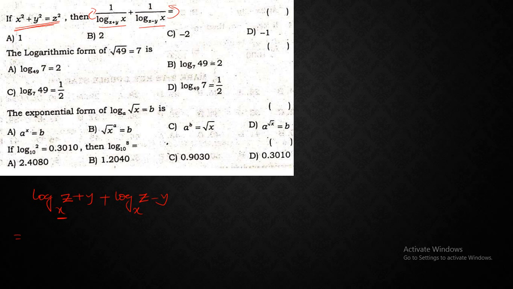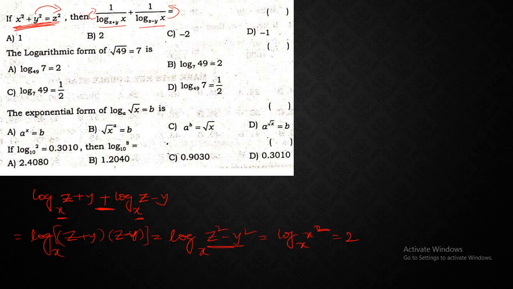Now if you observe, both the bases are the same and you are having plus here, right? So from this you can apply the sum rule. So from this what am I going to get? Log of z plus y into z minus y to the base x. Since these are in the form of a plus b into a minus b, I can write it as log of z square minus y square to the base x. Now from this condition, what is the value of z square minus y square? If I transpose this y square, it becomes minus y square. So z square minus y square is x square. So from this, log x square to the base x. Now using power rule, this becomes 2. So the answer is 2.